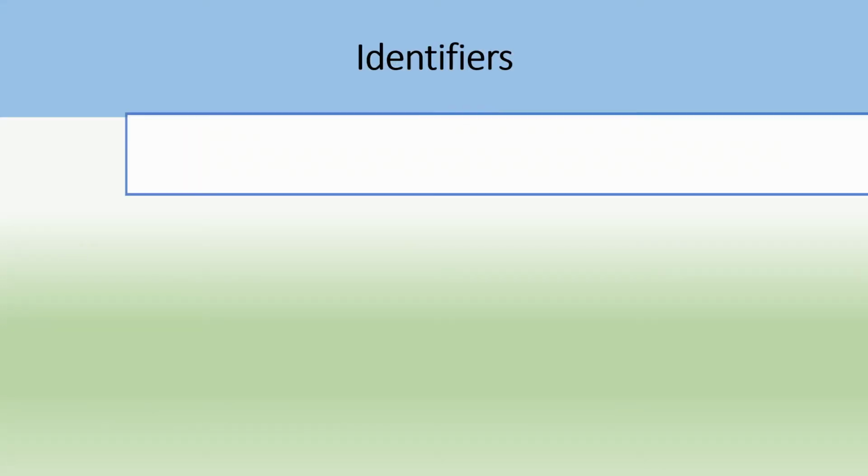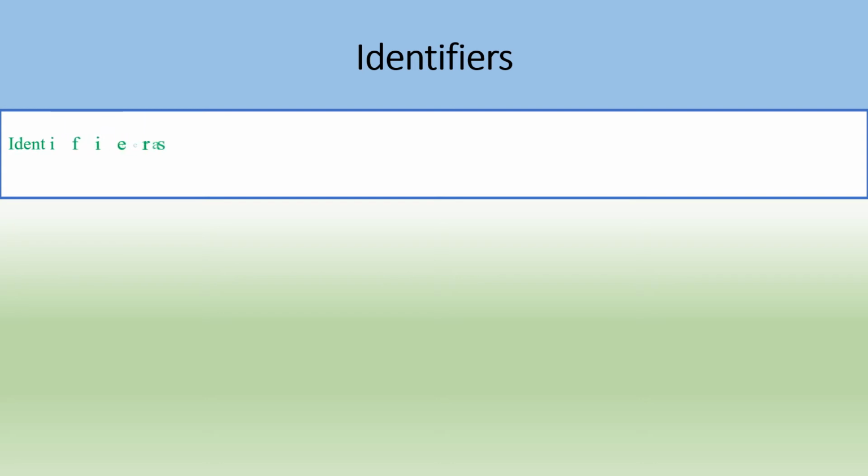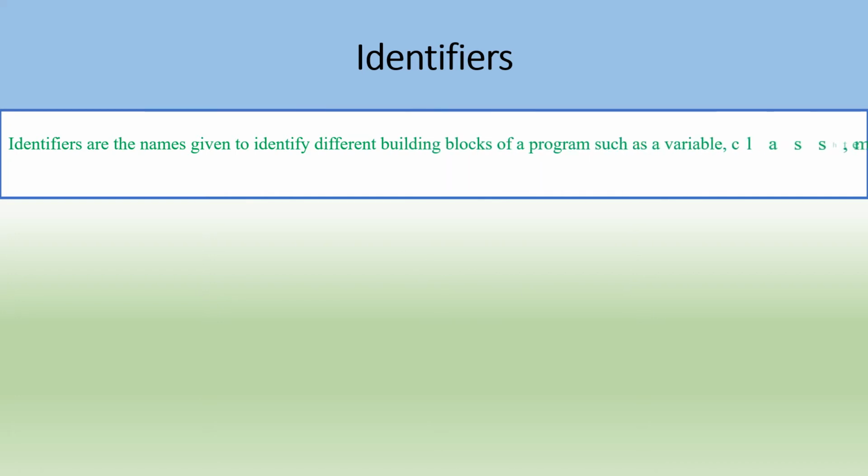So the next token is identifier. Identifiers are the names given to identify different building blocks of a program. Now, what is the meaning of these different building blocks of a program? First of all, identifiers are that part of your program where you can choose the name of your own choice, where you can write the name of your own choice.